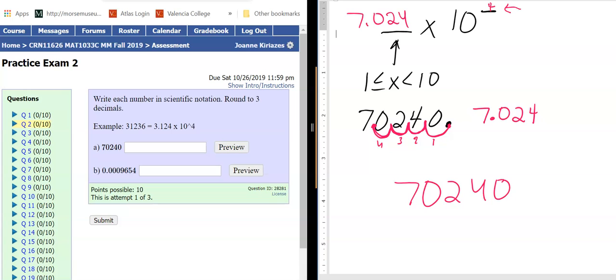If you have a big number, you're going to use a positive exponent. If you have a tiny number, you're going to use a negative exponent. So our answer would be 7.024 times 10 to the 4th. But you have to be careful on these problems because it says round to 3 decimals. So be careful and make sure that your number is rounded to 3 decimals. Well, in this case, this will be rounded to 3 decimals just because that's all they gave us.